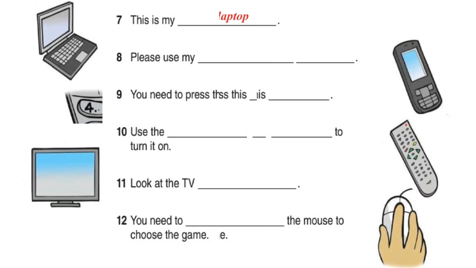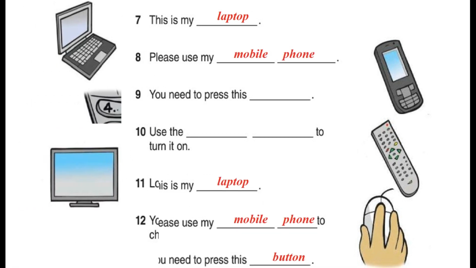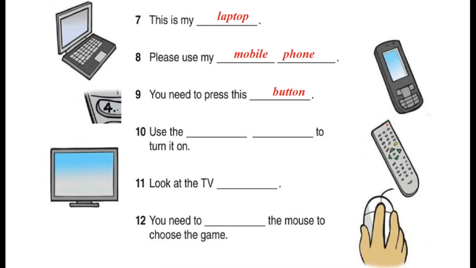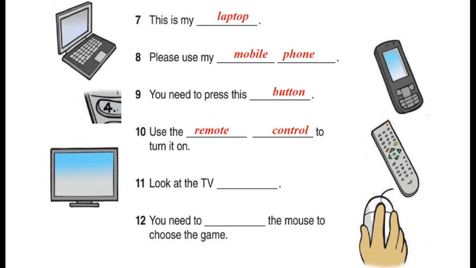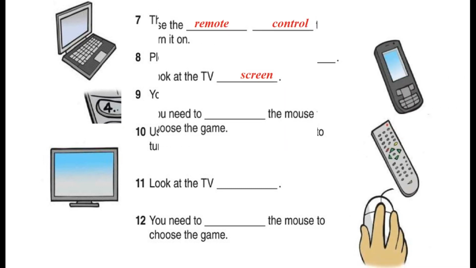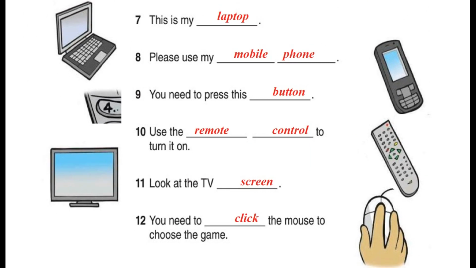7. This is my laptop. 8. Please use my mobile phone. 9. You need to press this button. 10. Use the remote control to turn it on. 11. Look at the TV screen. 12. You need to click the mouse to choose the game.